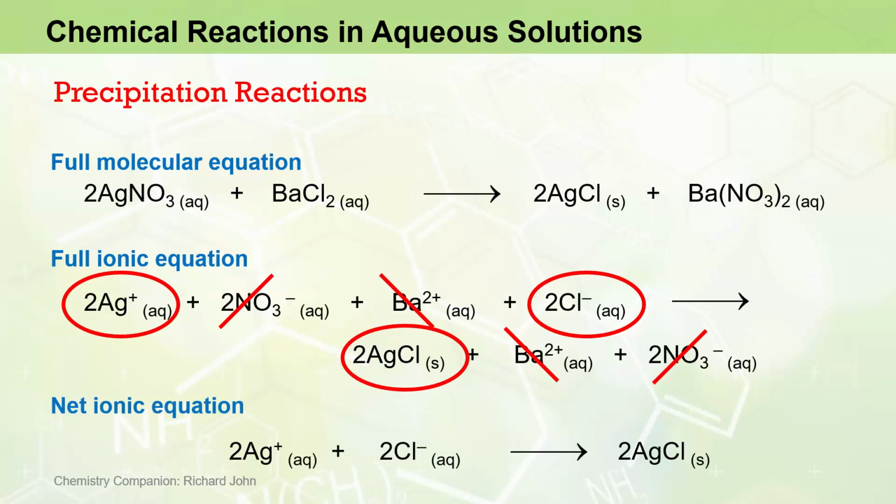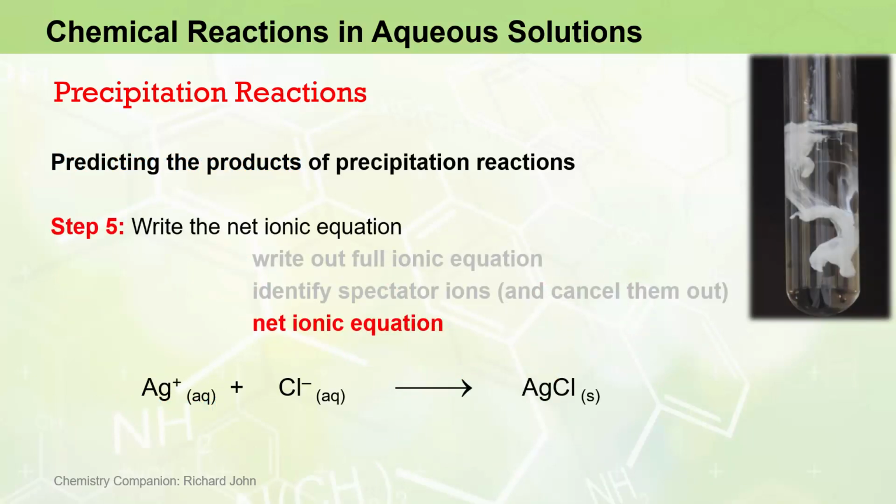a stoichiometric coefficient of 2 in front of every substance, meaning we can effectively cancel them out to get our chemical equation down to the lowest whole number ratio of all substances involved. And now we have our net ionic equation of one silver plus ion and one chloride minus ion being transformed to produce solid silver chloride.